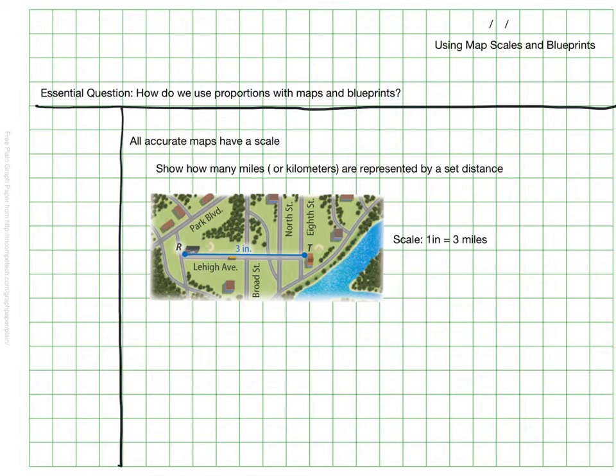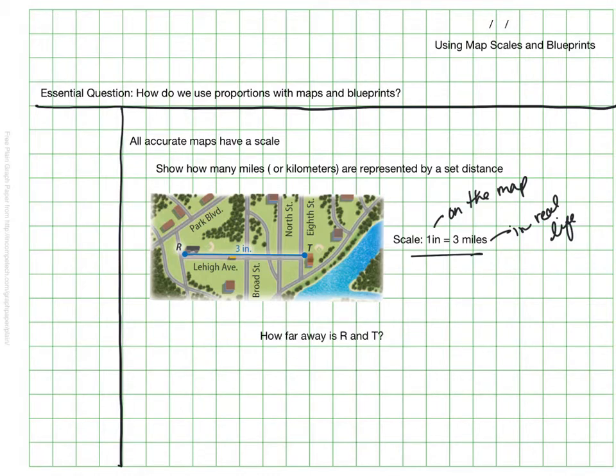In your notes, just draw a line that represents R to T. You don't have to draw the whole image of the neighborhood here. But notice that there is a scale that says 1 inch on the map is equal to 3 miles in real life. So the question we would need to be able to answer to use this map in real life is, how far away is R from T?